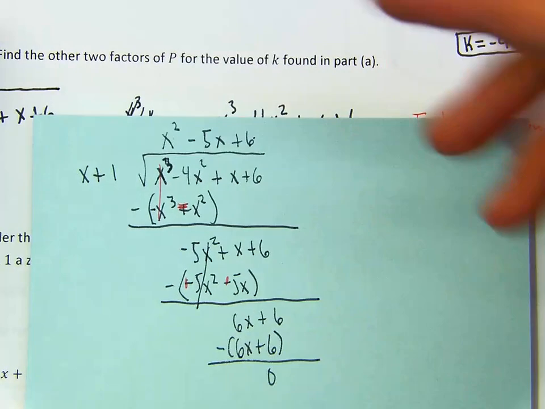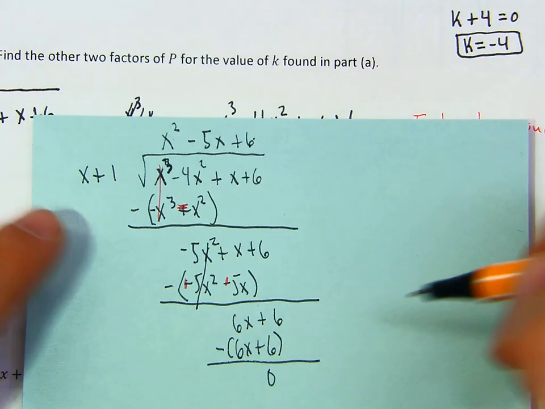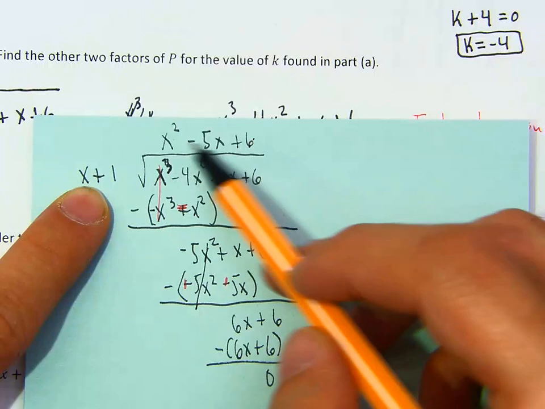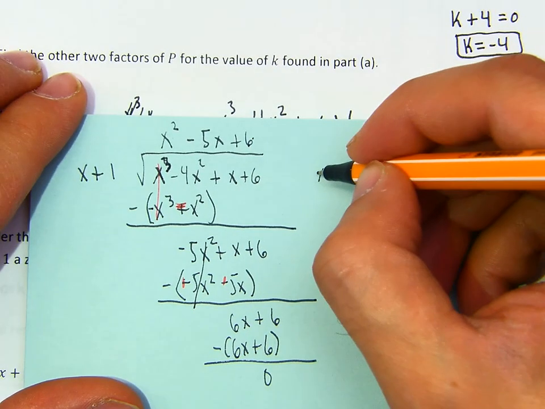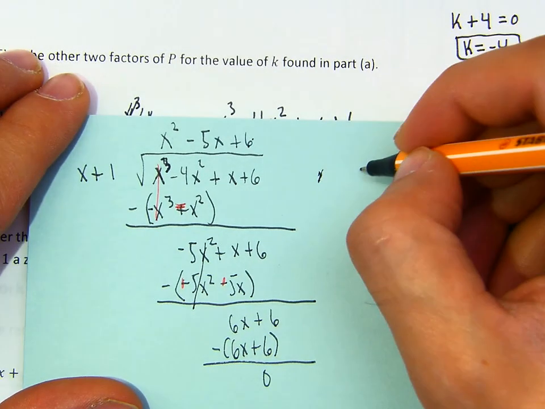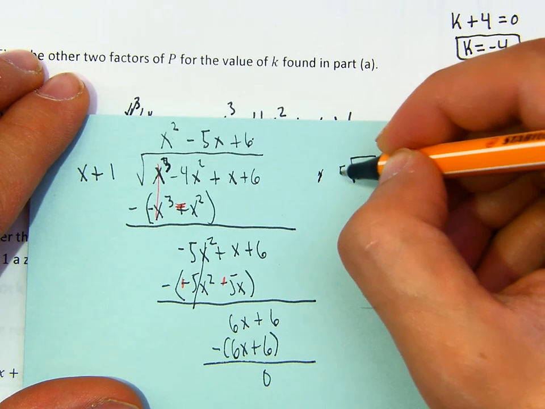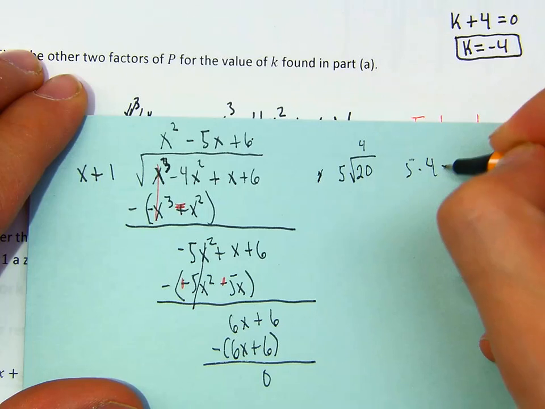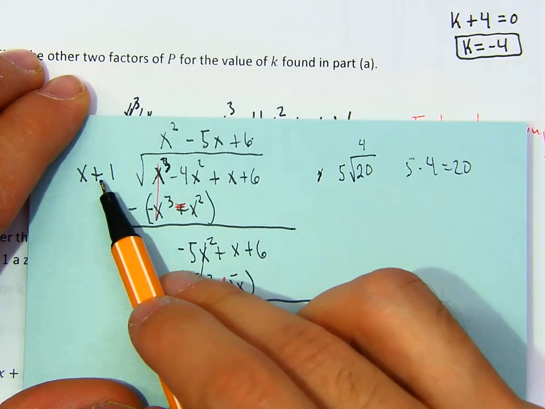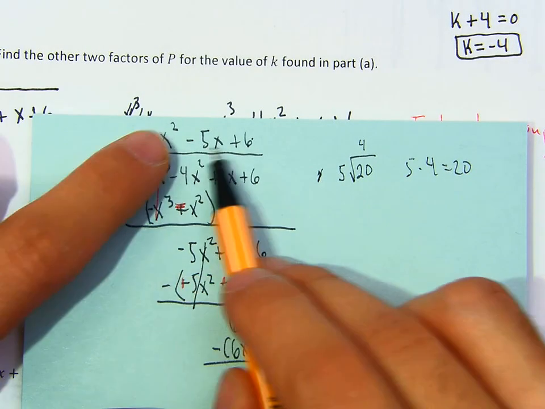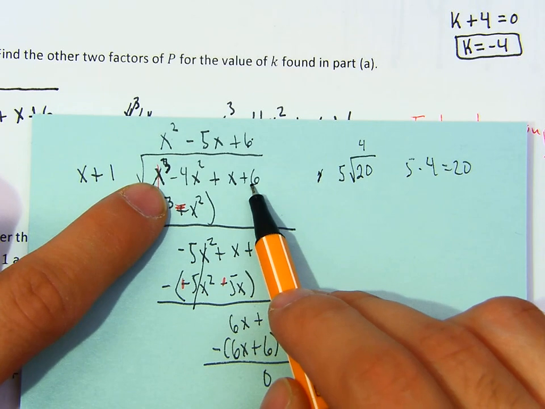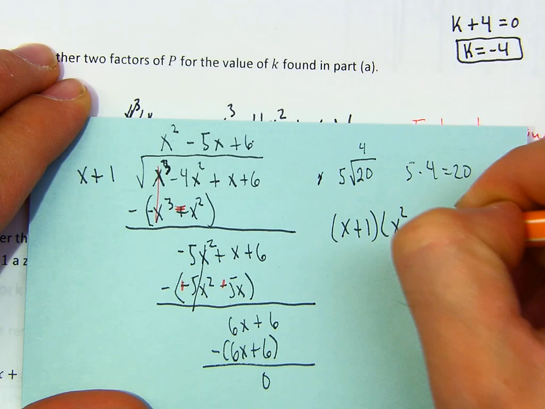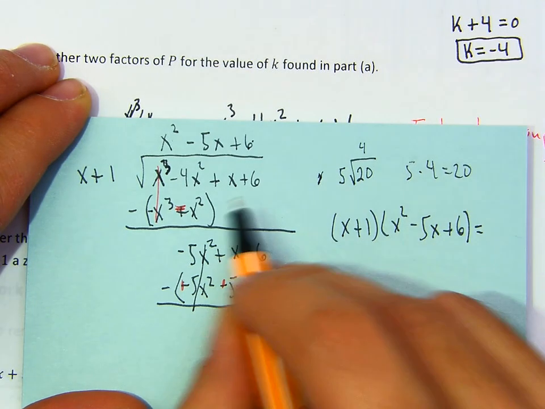But then how does this help us find the other two factors of p? Because you notice that this is one of the factors, but then this is also the other factor. Like for example, if I say what's 20 divided by 5? It's 4. And notice, what is 5 times 4? 5 times 4 is 20. So that same idea holds here, that this times this has to be this. So you know that x plus 1 times x squared minus 5x plus 6 has to equal this.